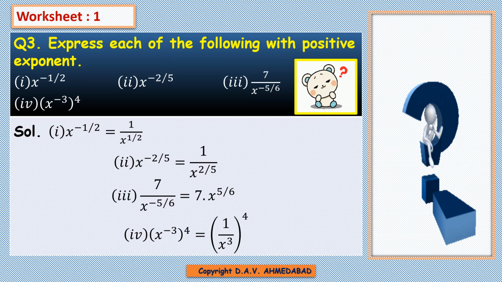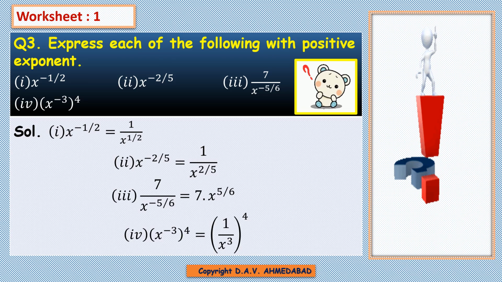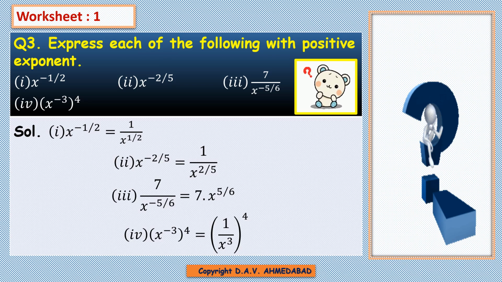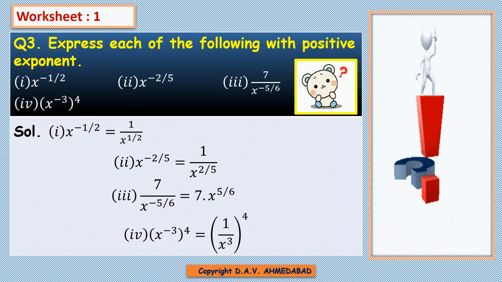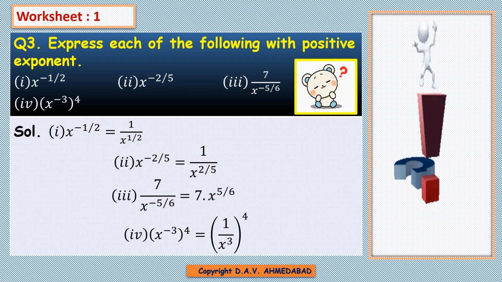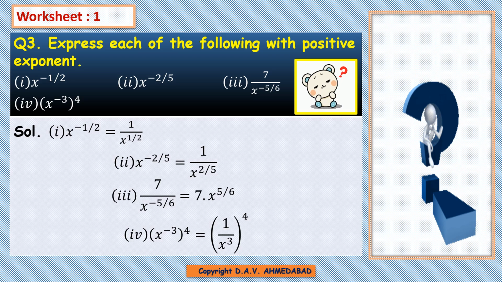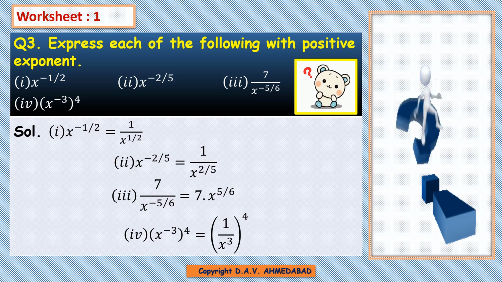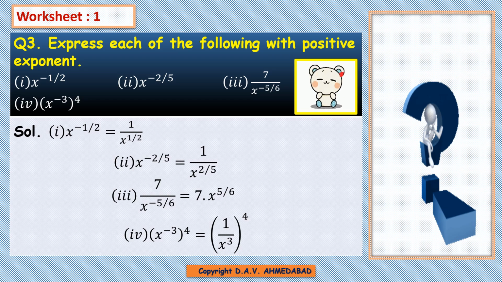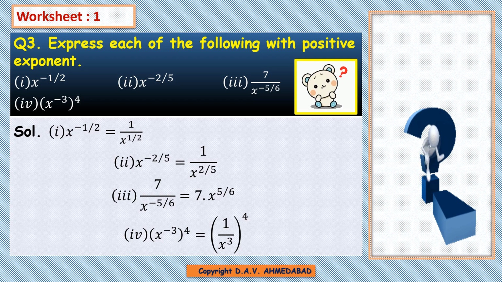In third, 7 divided by x raised to the power minus 5 by 6. Now x is the denominator and the power is negative. So we will do the reciprocal. So it will come with 7. So we will write 7 multiplied by x raised to the power 5 by 6. Right? It was in division. Now it will be in multiplication. Now next is again very simple.